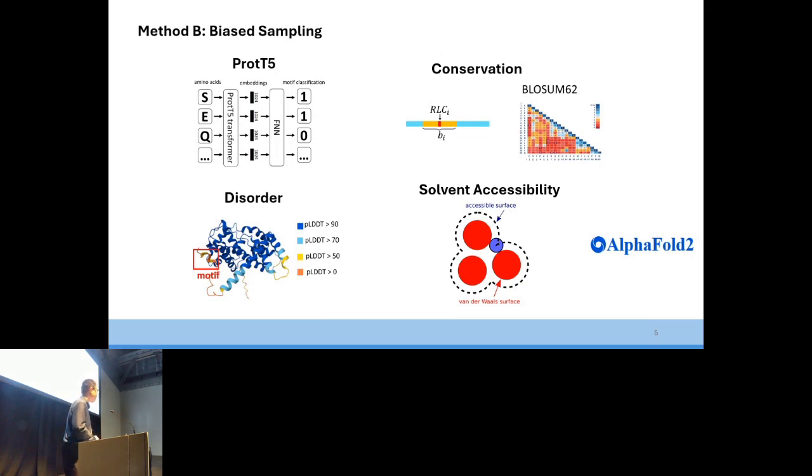We use biased sampling. Basically, we look at the protein regions that are more likely to contain motifs. To do this, we look at four feature scores. The first one uses the protein language model ProtT5, by Professor Rost in 2021, which was a very big improvement in this field. We also look at the conservation score and two other pieces of structure information, disorder and solvent accessibility, from AlphaFold.